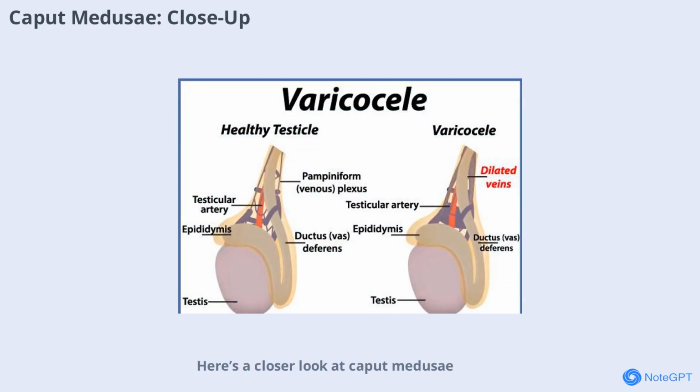Here's a closer look at Caput Medusae. This condition is characterized by prominent, radiating veins around the navel, often associated with liver cirrhosis and portal hypertension. Recognizing this physical sign is important for identifying serious underlying health issues.